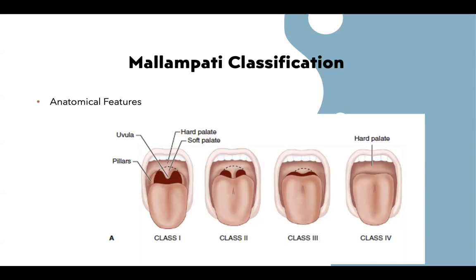Class 1 Mallampati classification is when the entire palatal arch, including bilateral pillars, is visible down to their base. Class 2, upper part of the pillars and most of the uvula is visible. Class 3, only soft and hard palate are visible, and Class 4, only hard palate is visible.